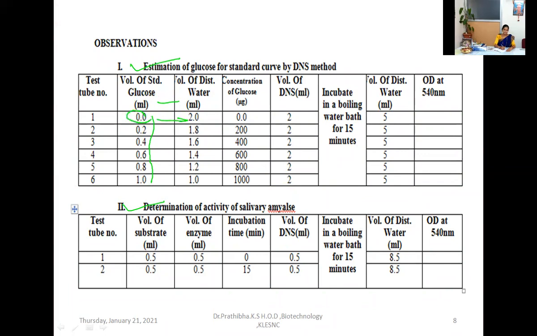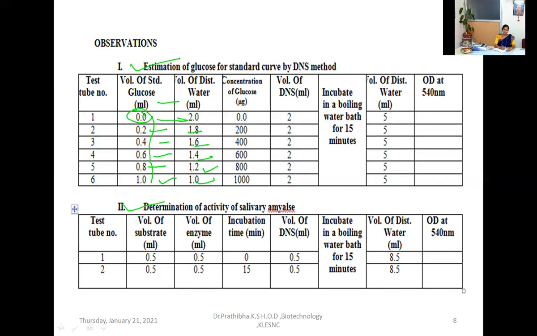Here this is the blank, 0.0. You are not adding any glucose solution here, so you add 2 ml of water to make up the final volume. In the next tubes we add 0.2, 0.4, 0.6, 0.8 and 1 ml in the sixth test tube. If it is 0.2, the water is 1.8; for 0.4, 1.6; for 0.6, 1.4; for 0.8, 1.2; and for 1 ml, 1 ml.